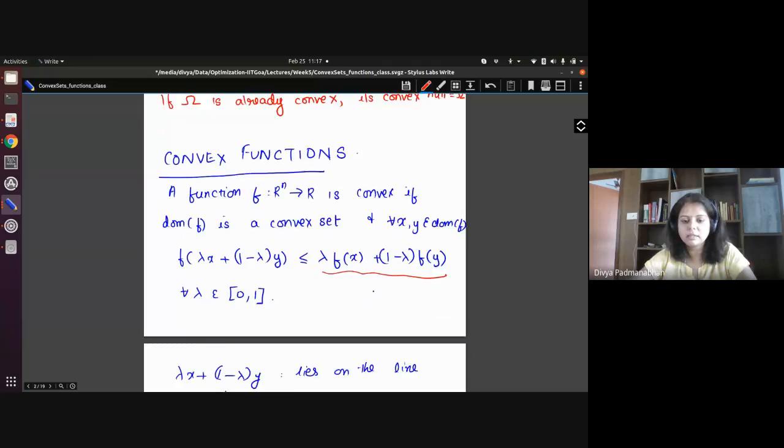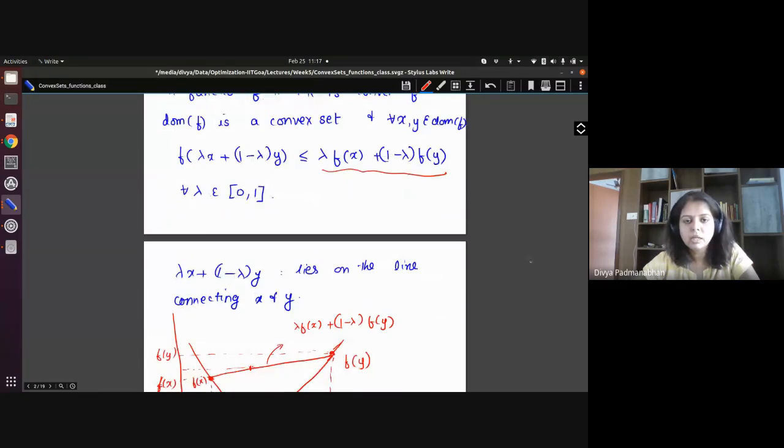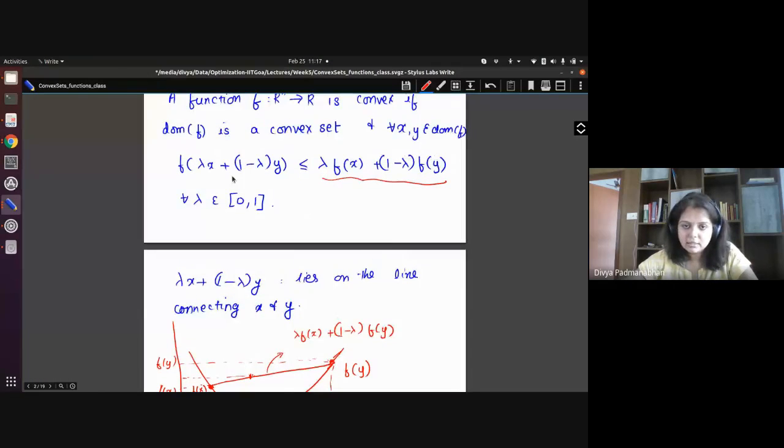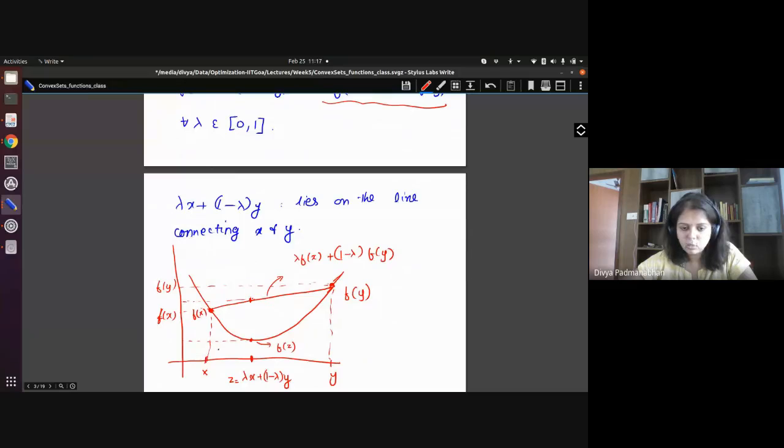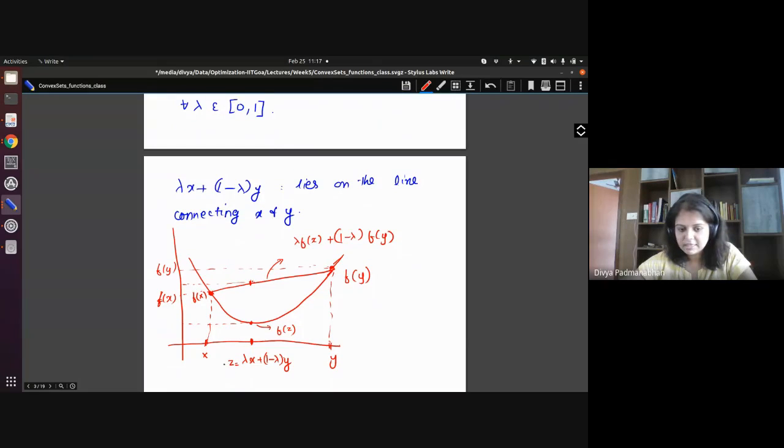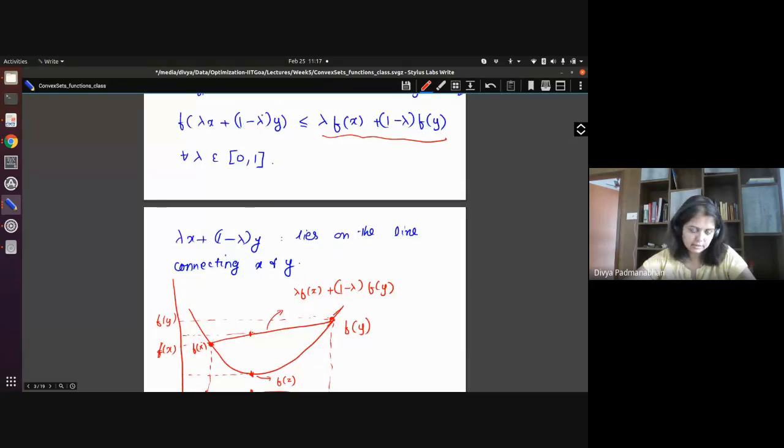So let's see what this means graphically. There are 2 points here, x and y. If you take lambda x plus 1 minus lambda y, you have this point z, something in between. Now this is the function. If I evaluate f at z, what I have is this point, this is the function value. So this is f of z, what we have on the left hand side.